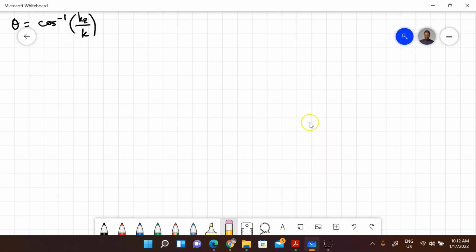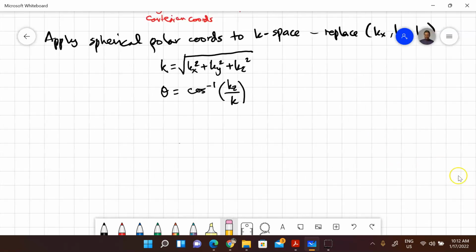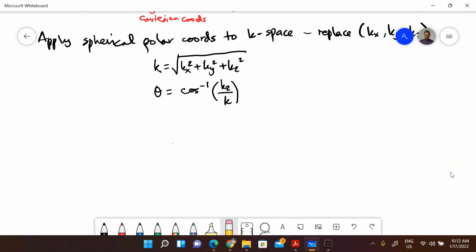Bring this thing down back here. So, okay, your phi will be the arctan of ky over kz. This is just very similar to the case of the ordinary position space. So what do we do in this particular case?